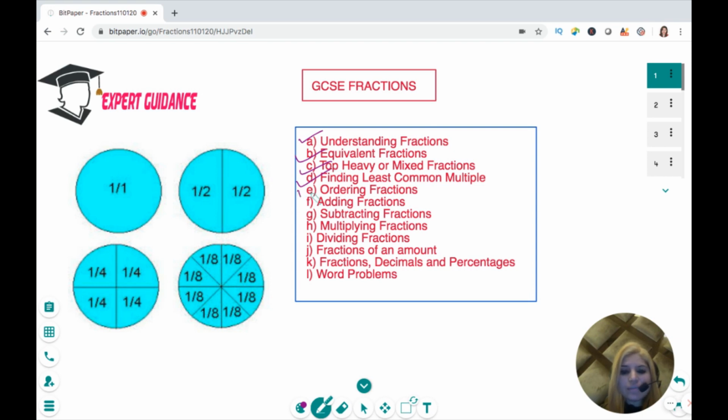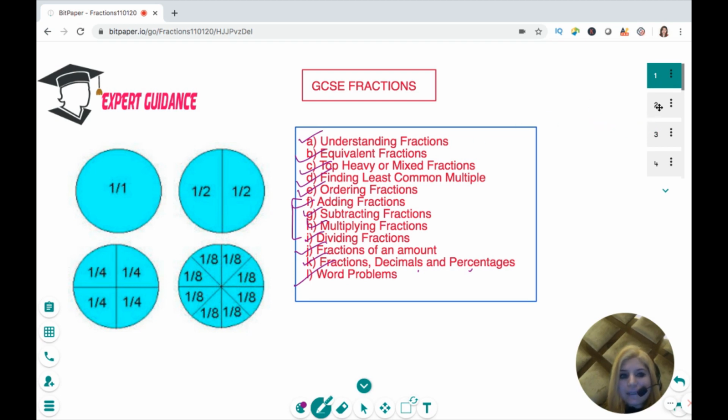We'll also be discussing ordering fractions. Then we'll come to how to add, subtract, multiply, and divide fractions. We'll also cover fractions of an amount, and then we'll look over how to convert fractions to decimals and percentages and vice versa. And we'll also do fractions word problems. Now, I would recommend you to watch this video till the end because we'll be starting with the basics and eventually we'll be going over the complex problems. So if you follow along, you'll find it very easy.